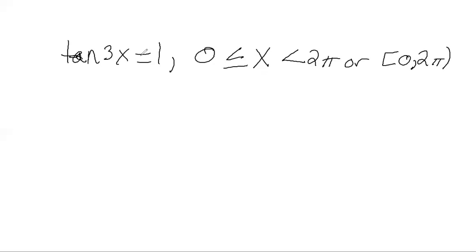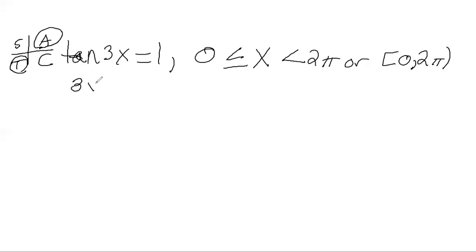So if I look here, I have to solve this equation. Basically, I have to look at where tangent equals 1. Tangent is going to equal 1 in 2 quadrants. Again, All Students Take Calculus. So where is tangent positive? The first quadrant and the third. So I know tangent equals 1 at pi over 4.